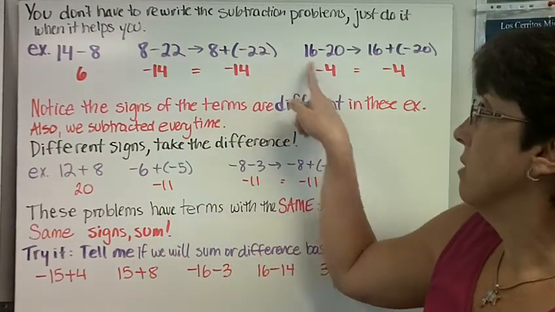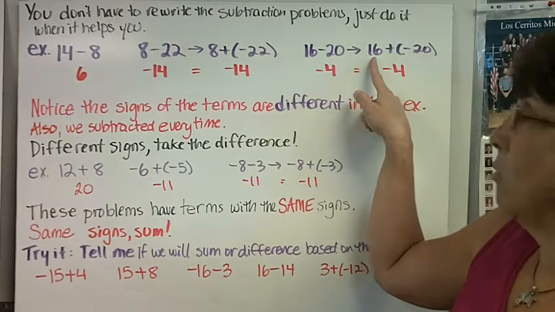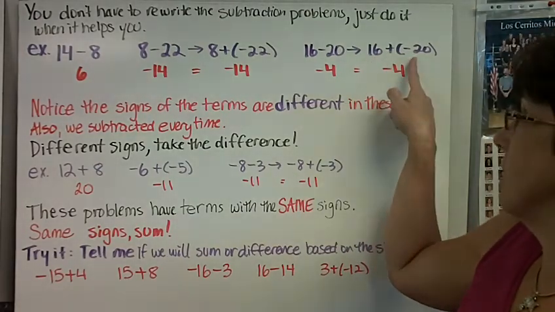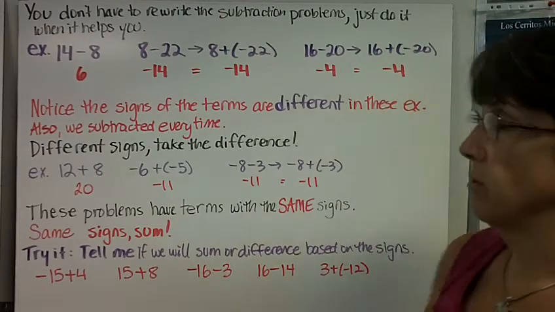16 minus 20. Some of you may say, oh, negative 4. Others of you may say, I want to rewrite that, 16 plus negative 20. Wow, there's more negatives, so the answer is going to be negative 4.